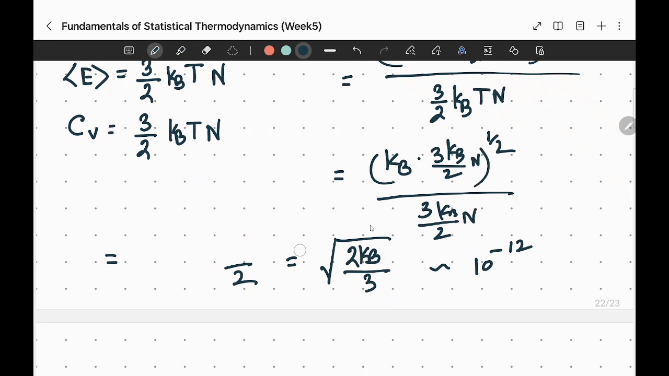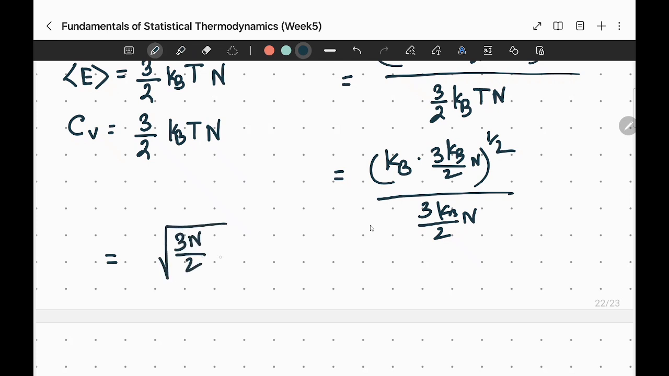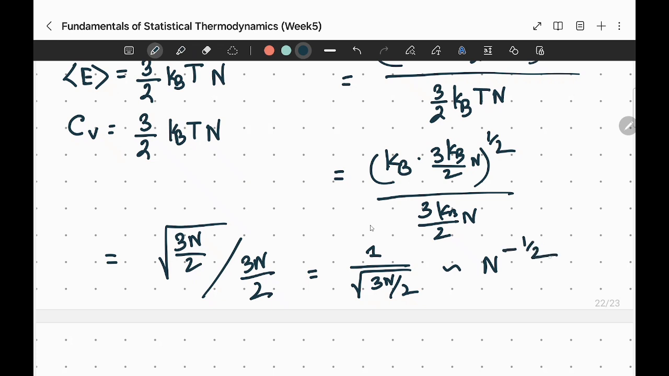Okay, so if the N term will be there, then KB will be cancelled out because KB square and half will be there. So KB square will be cancelled out. It will be root over 3N by 2 divided by 3N by 2. So it is actually 1 by root over 3N by 2. That means it is around N to the power minus half. That we have already done.